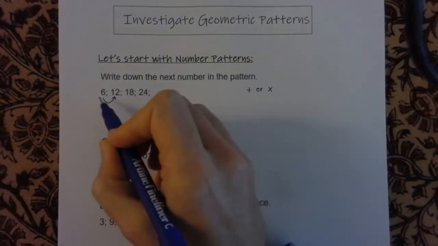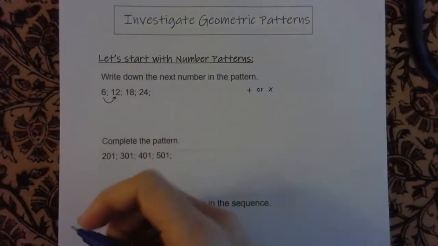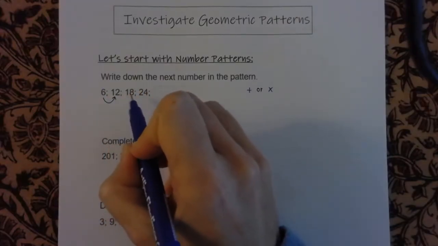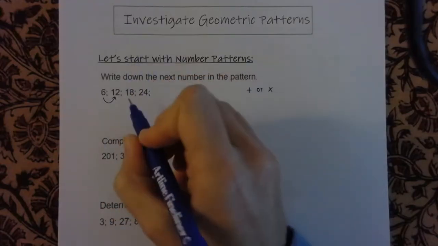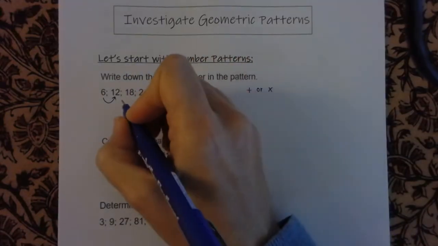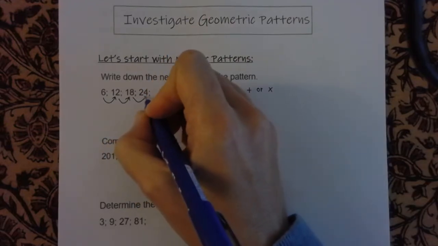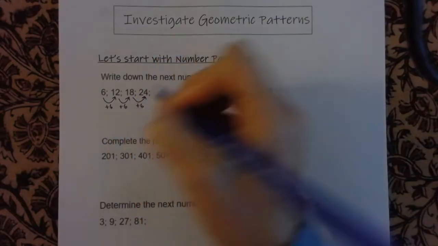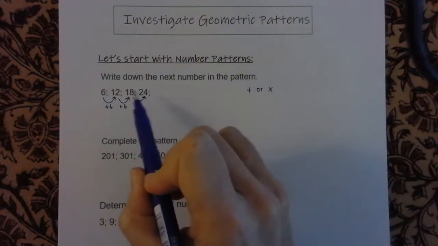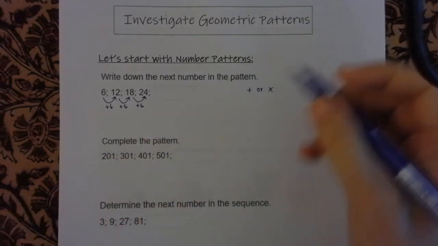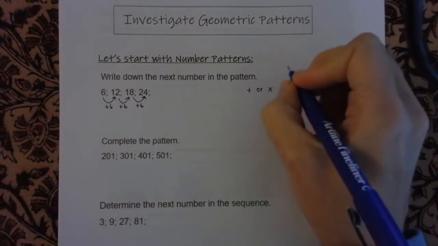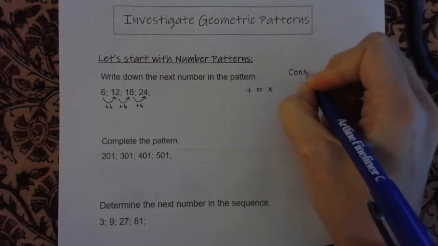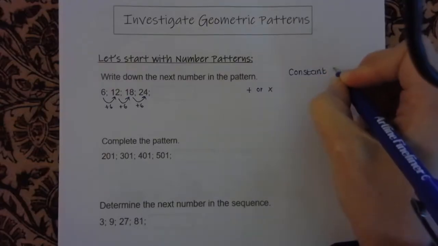Okay, so the first thing that you normally test is whether you are adding the same number. So from 6 to 12 you add 6, and from 12 to 18 you will also add 6, and then from 18 to 24 you will also add 6. So here we are using the same number. Okay, so it's plus 6, plus 6, plus 6. So the difference between these numbers is the same. Okay, so that means we are using what we call the constant difference.